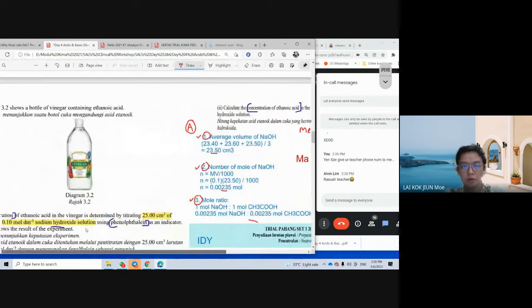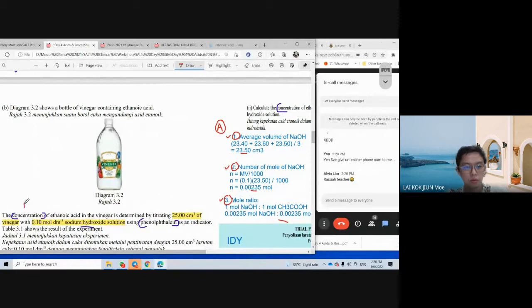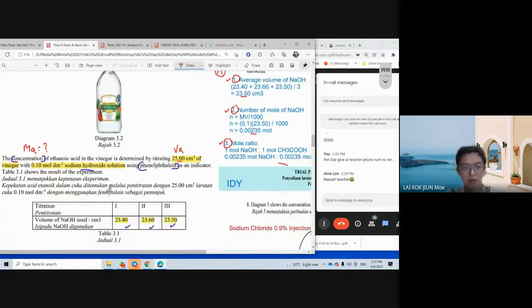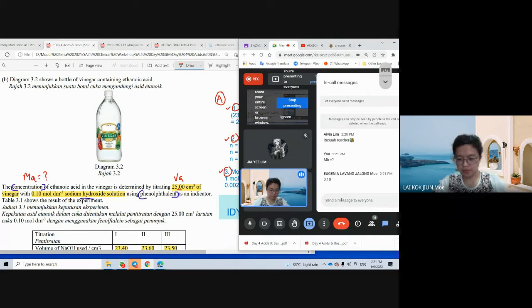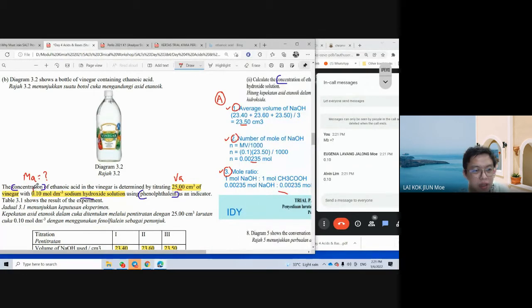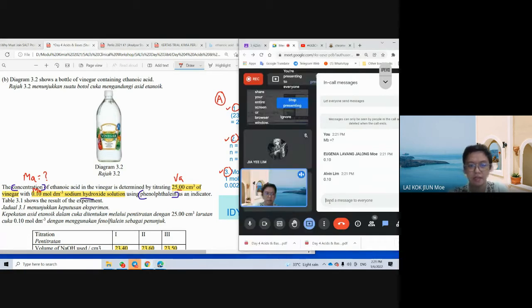Because you want to know MA, the concentration of your acid, which you don't know, so I substitute here only MA. But I know my VA is here, 25, already given. And I know my MB. How do I get MB? Where is our MB? MB equal to how many? 0.10? Oh, very good. 0.10 here. Okay, thank you, Gina. MB. Then VB, how do we know VB?